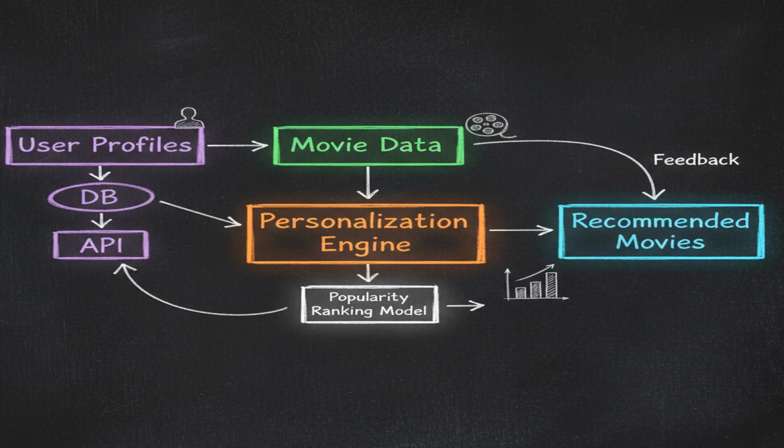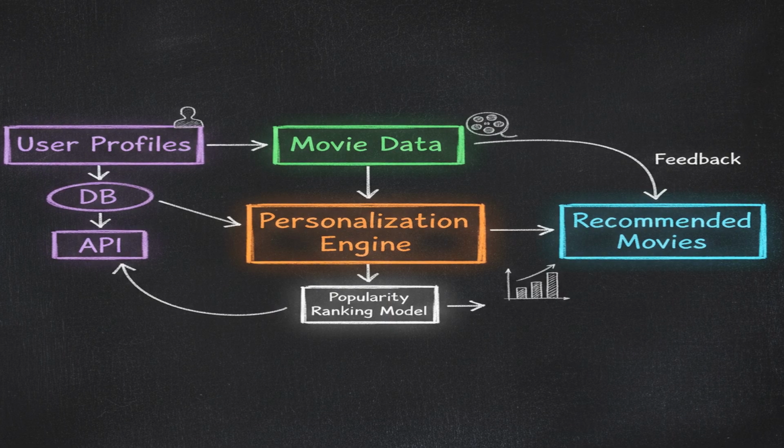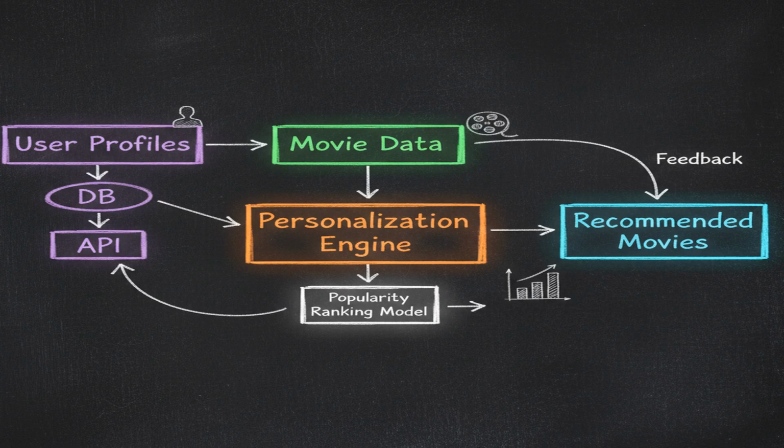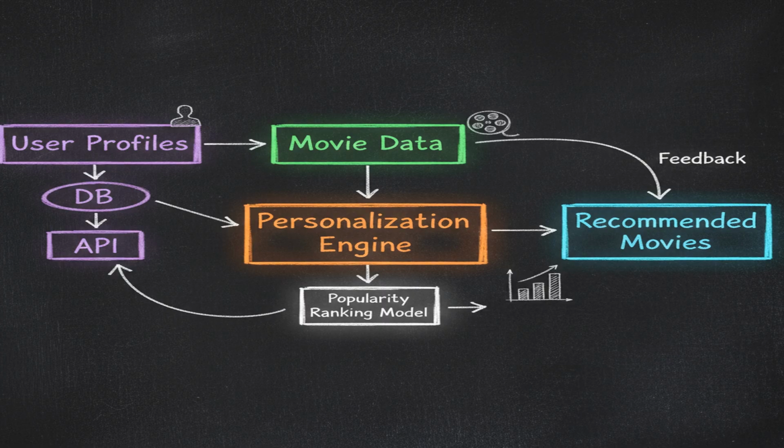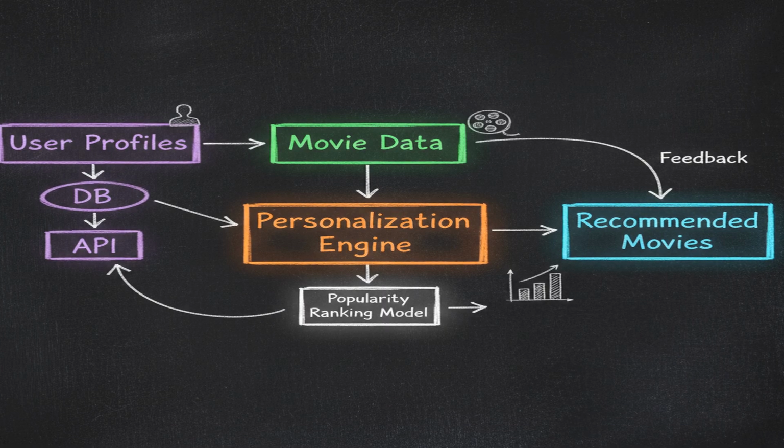Why not just use collaborative filtering for everything? The answer is that collaborative filtering struggles with the cold start problem for new users and new items. We need a hybrid approach. We can use matrix factorization techniques like singular value decomposition, SVD, for collaborative filtering because it reduces dimensionality and captures latent relationships between users and items.